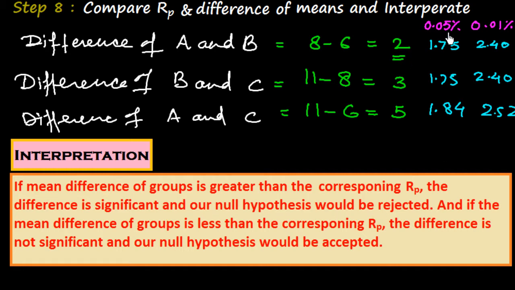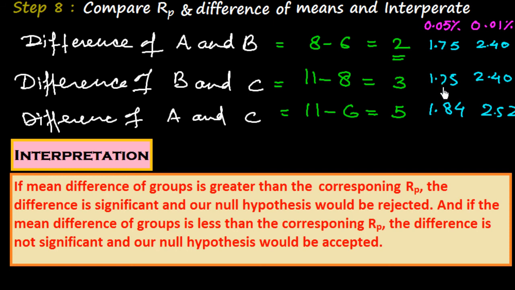So here, at 5% for the A and B group, there is a significant difference because the mean difference of 2 is greater than 1.75. So our hypothesis is rejected at 5% for group A and B. But at 1%, the mean difference is only 2, and the RP is 2.40, which is greater than 2. So our hypothesis is accepted here at 1%. So there is no significant difference at 1% for the A and B group, but at 5% there is a significant difference.